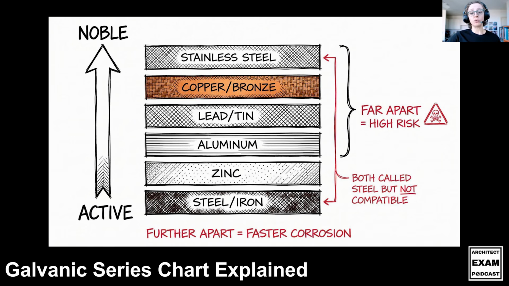Now, here's the distance rule, and this is really important. The further apart two metals are on the galvanic series, the faster the active one corrodes. Copper and aluminum are far apart on the series. That's why copper absolutely destroys aluminum when they're in contact. Two metals that are close together on the series, that's much less risk. The reaction is weaker because the electrical potential between them is smaller.